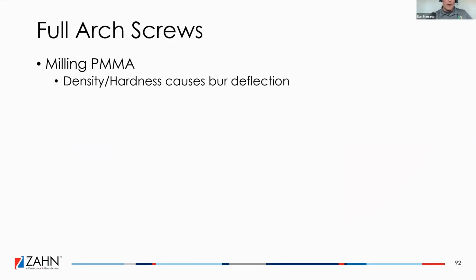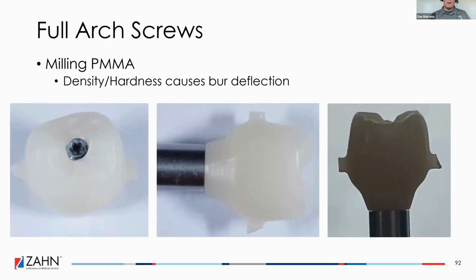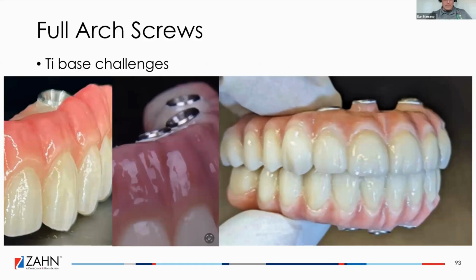The problem with that is milling PMMA can be challenging. In this case, the screw doesn't fit. That one, it doesn't fit on the multi. There's a small gap there. It's because you have burr deflection. So you need to keep your tools sharp and your strategies. Sometimes we end up milling it twice. We just hit play on the thing twice. But if you keep your tools sharp, that usually helps with this as well.